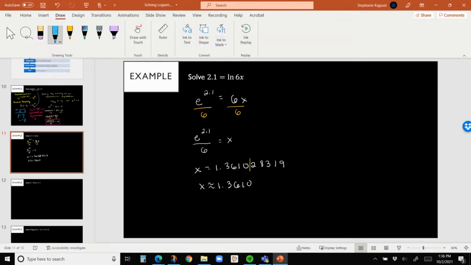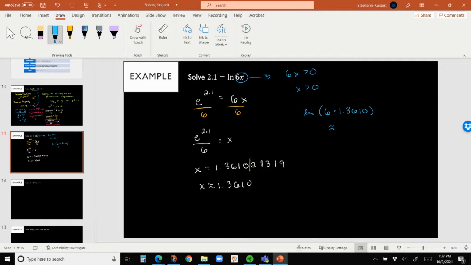And to check our work, because again, we do need to check our work, we're going to look at what's inside our natural log, because we've got to look at the domain. So 6x has to be greater than 0. And if you divide both sides by 6, x has to be greater than 0, because 0 divided by 6 is still 0. So we got a value for x that's greater than 0. And now let's just double check. If I take the natural log of 6 times 1.3610, what does that come out to?